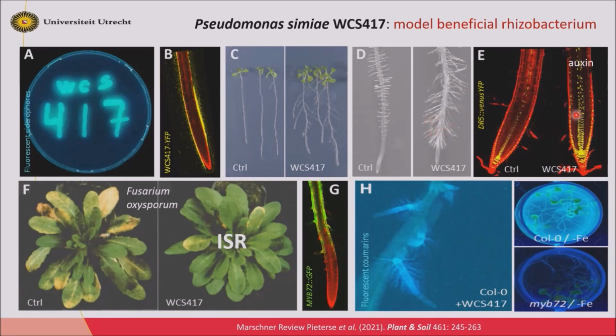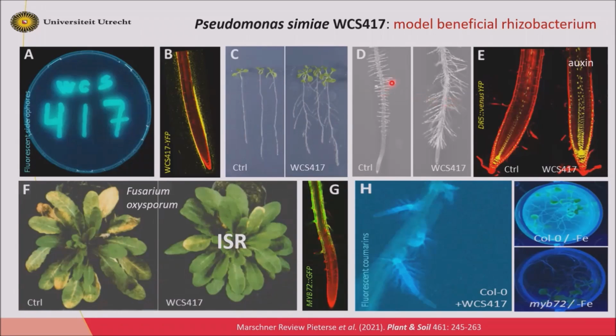We have also shown that this is a clear auxin effect, because if you take a reporter line of Arabidopsis that responds to auxin by producing YFP, yellow fluorescent protein, and you colonize the plant roots with the Pseudomonas bacteria, you see a much stronger YFP signal, indicating that there's a stronger auxin response than in the control situation. And this is responsible for this lateral root formation and this enhanced growth of the root hairs.